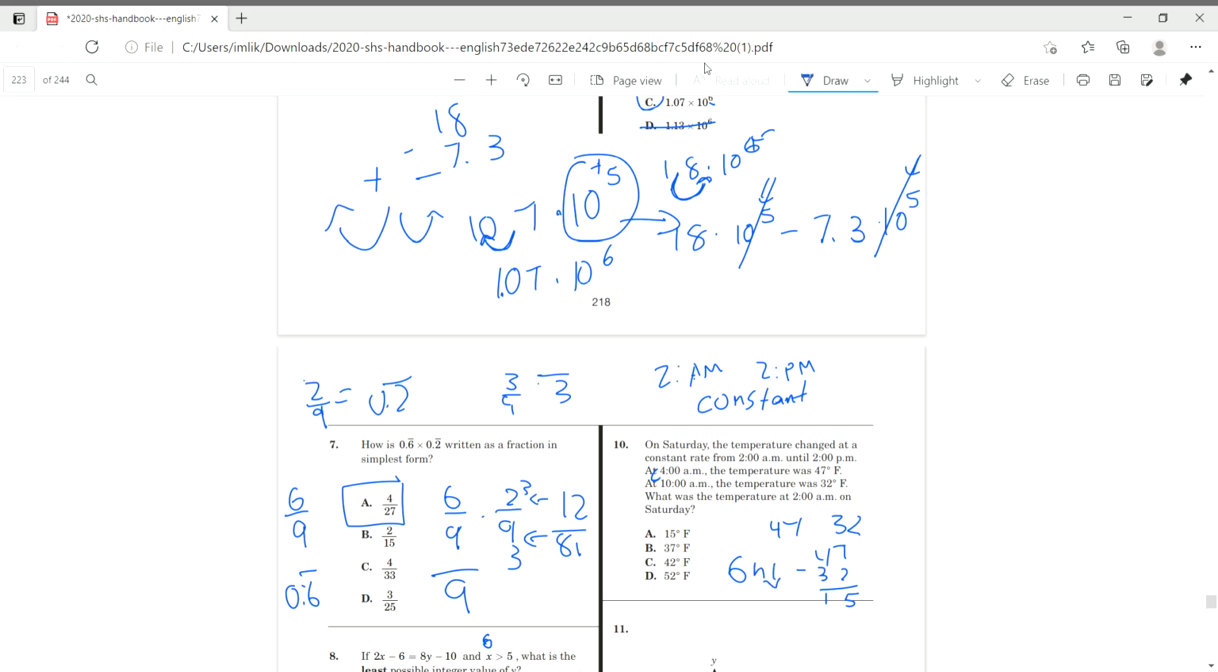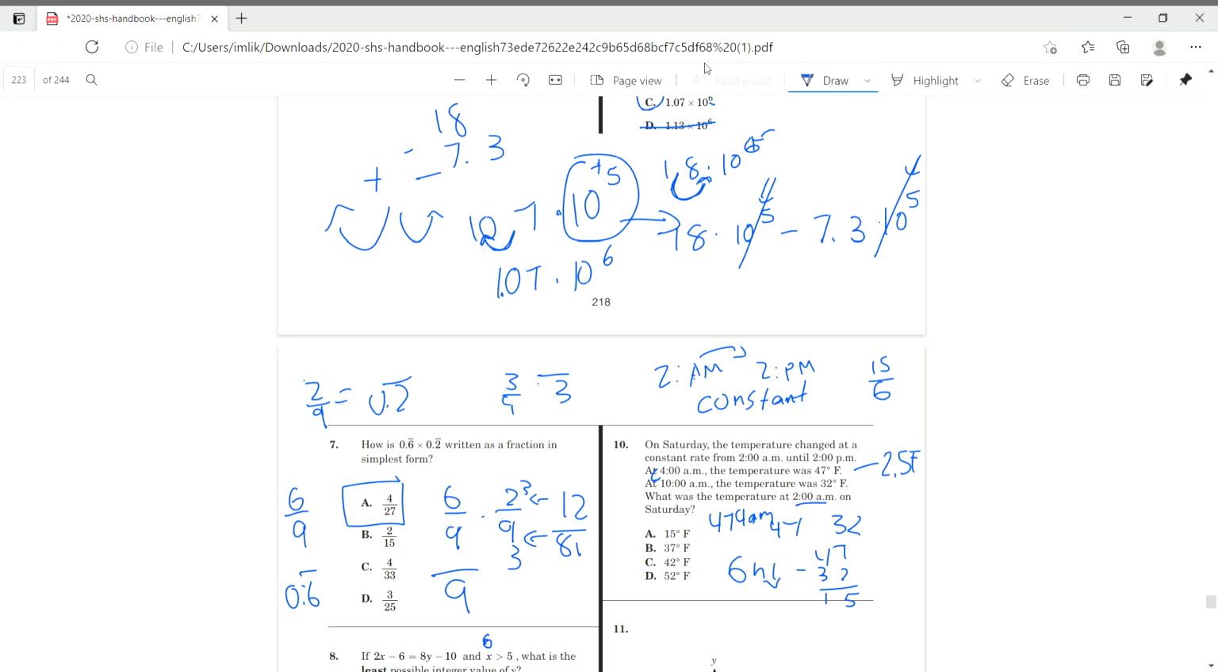Now we can make our rate out of this, because remember, from here to here is constant. So whatever our rate for a 15 decrease over 6 hours will stick throughout everything. So we do that. 15 divided by 6 means that our temperature drops by 2.5 Fahrenheit every hour. So if the temperature was 47 at 4 a.m., and we want to know 2 a.m., 2 a.m. is 2 hours before that.